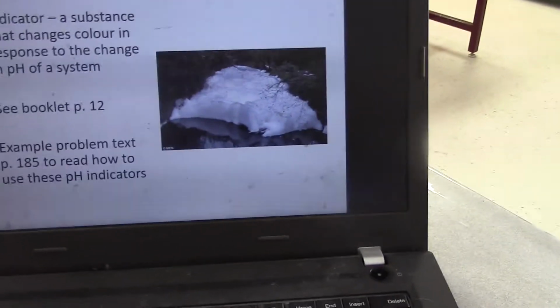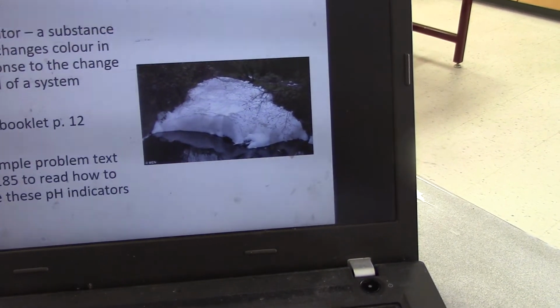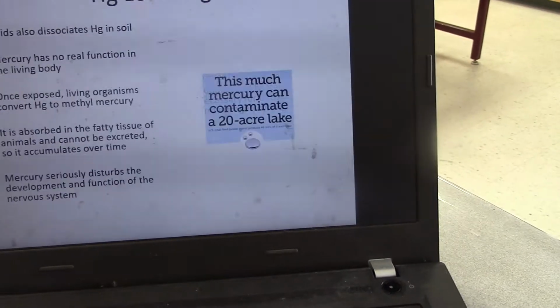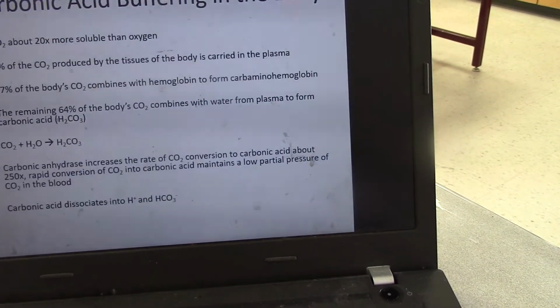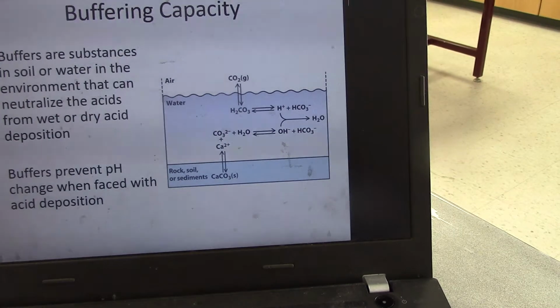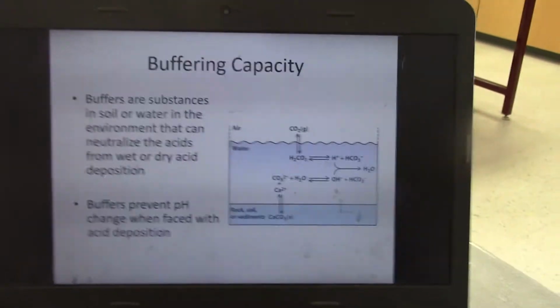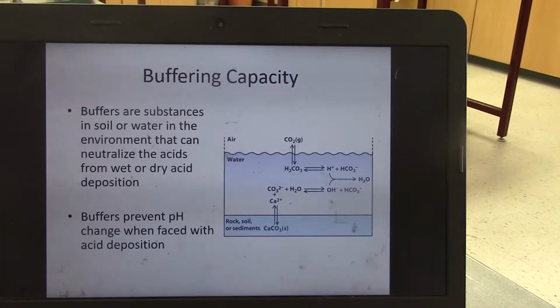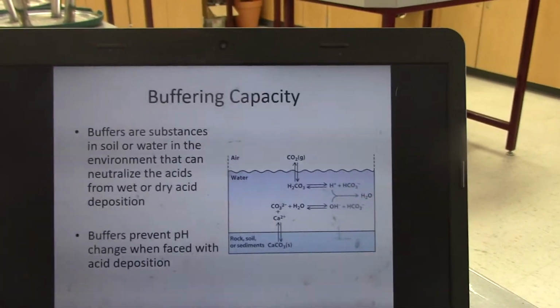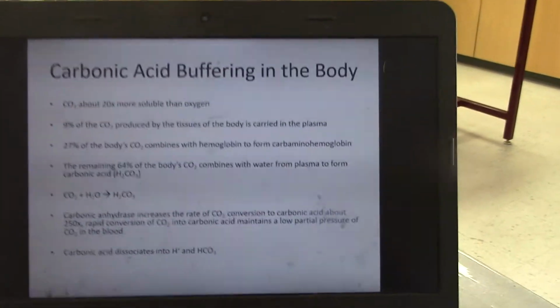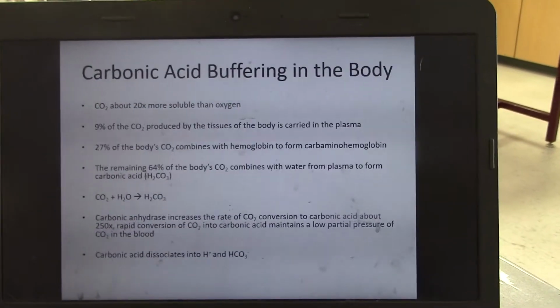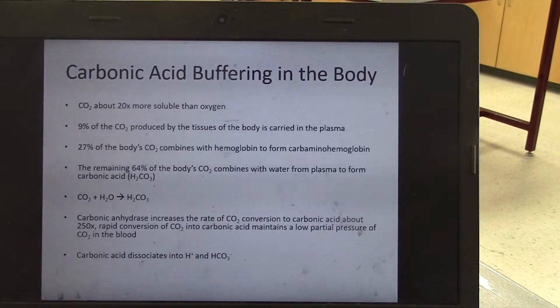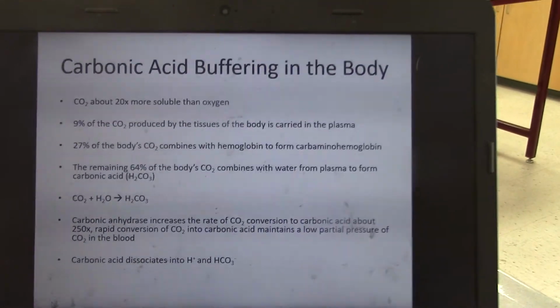All right. Now the last part of this portion of the unit looks at how do we clean up acid precipitation. All right. And I've already mentioned buffers. So buffers can get rid of hydronium, right? Because the buffers can accept the hydrogen and take it out of solution and therefore take it out of the environment. So we have the same sort of deal in our body. So take a look at the carbonic acid buffering explanation in my notes, okay?